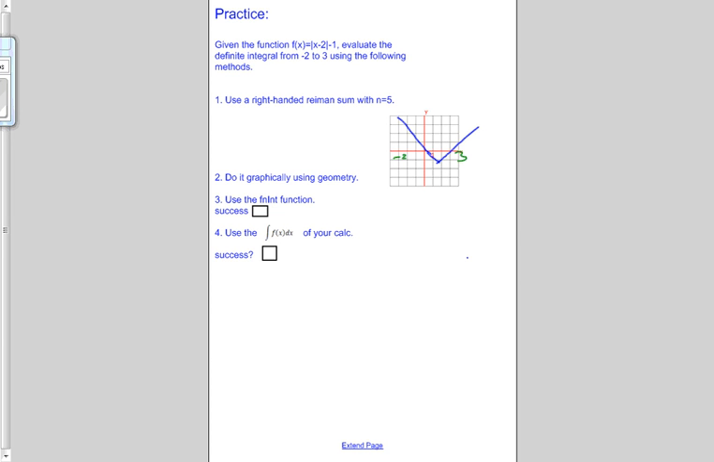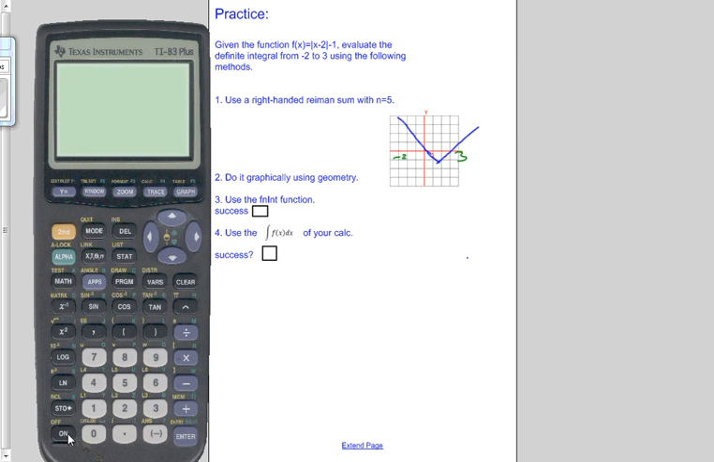And so if we want to do Riemann sums, you know how to do that. You don't need to use your calculator, but we can use our calculator. Riemann sums with n equals 5 means that you're going to have 5 rectangles, and we can go to our calculator, go to y equals, and put the absolute value: math over to num, absolute value of x minus 2, so x minus 2, minus 1.